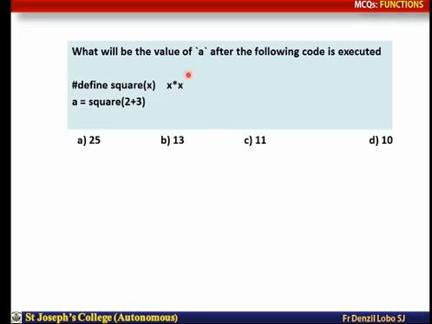Now be careful. Now look at it and give me the answer for this. Square, x into x. So you are giving 2 plus 3 as the argument. It is going to be 11. Why? Again, like the earlier question. So 2 plus 3 into 2 plus 3. Suppose you were to put brackets, it would have been 25. But since you have not put brackets, it's 2 plus 3 into 2 plus 3. 2 plus 6 plus 3 is equal to 11.